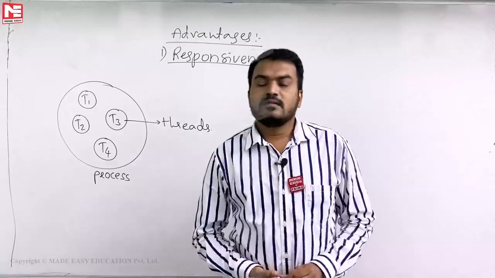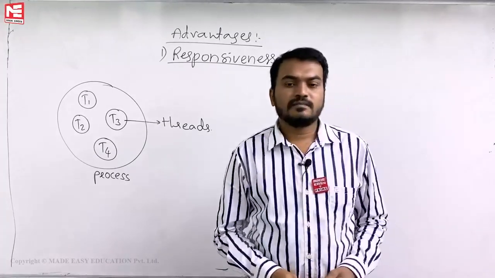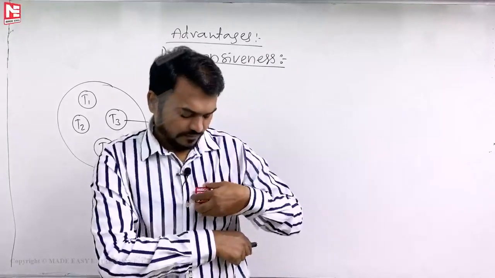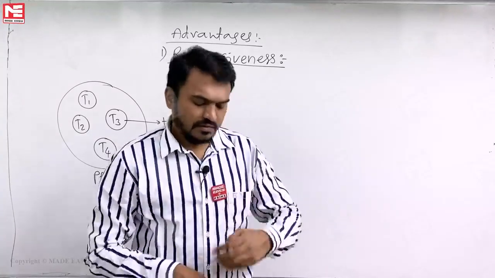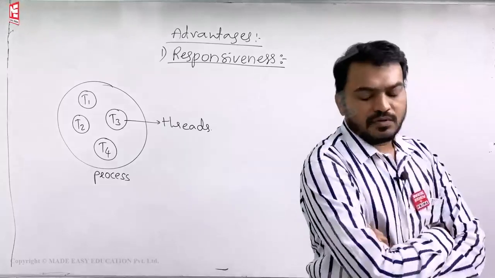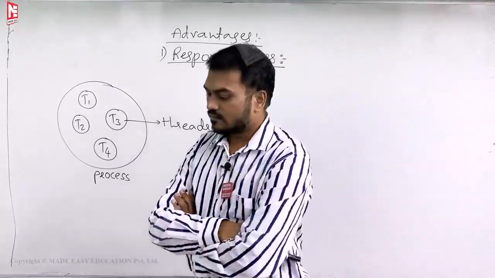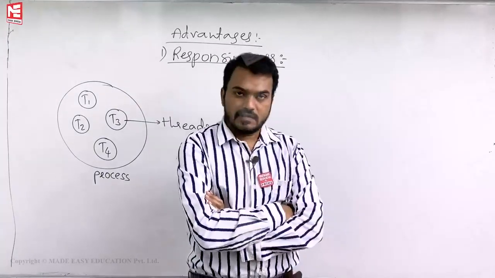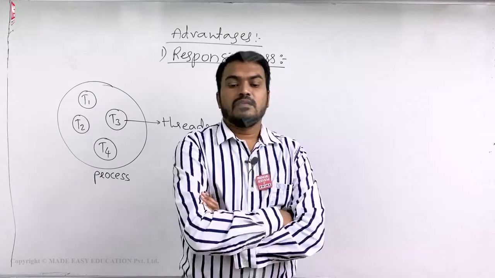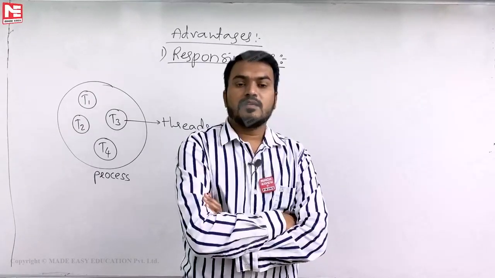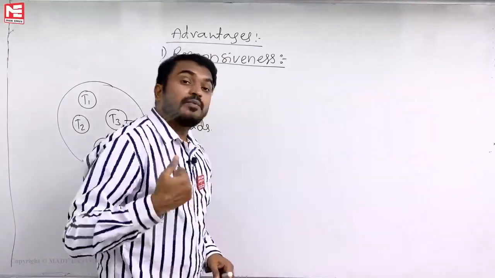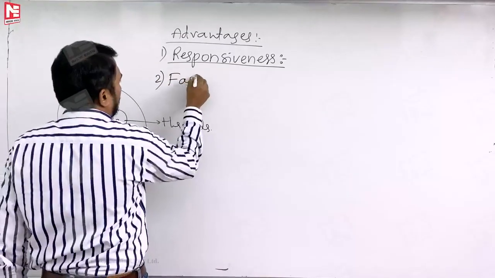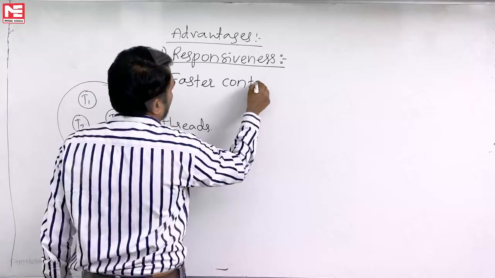Full stop. This response will be faster compared to the response of the process. Is that clear? So it means the threads will improve the responsiveness. That's the first advantage, no doubt. The next advantage is faster context switches.